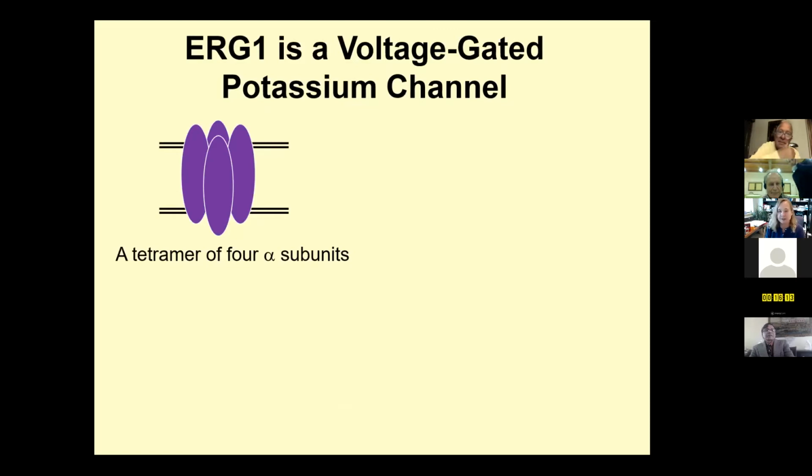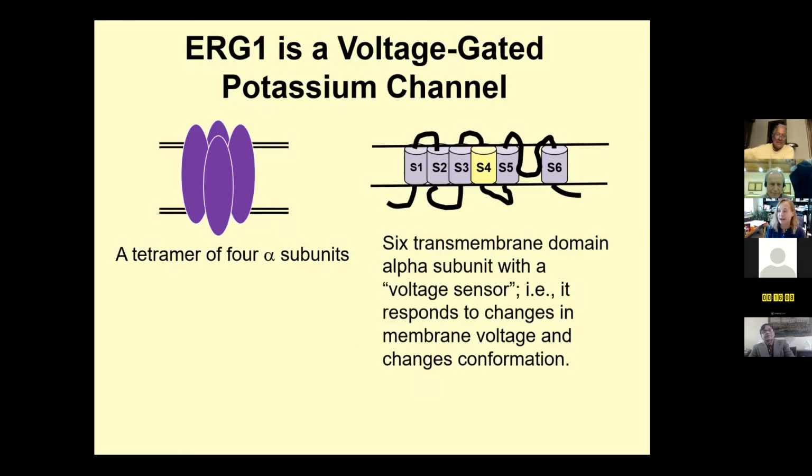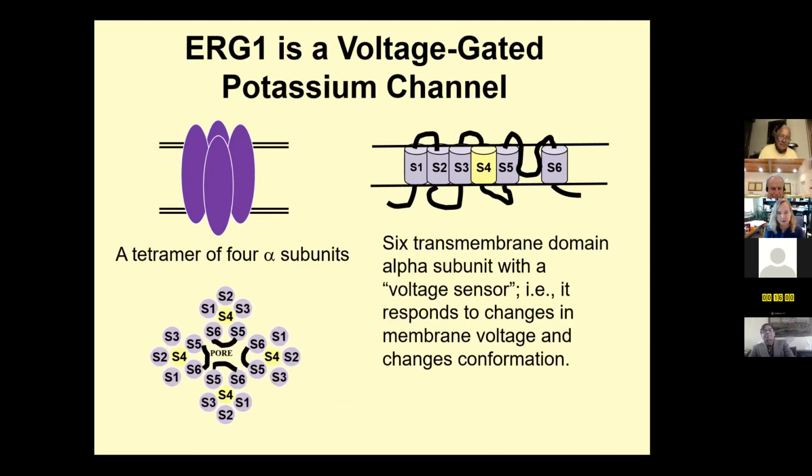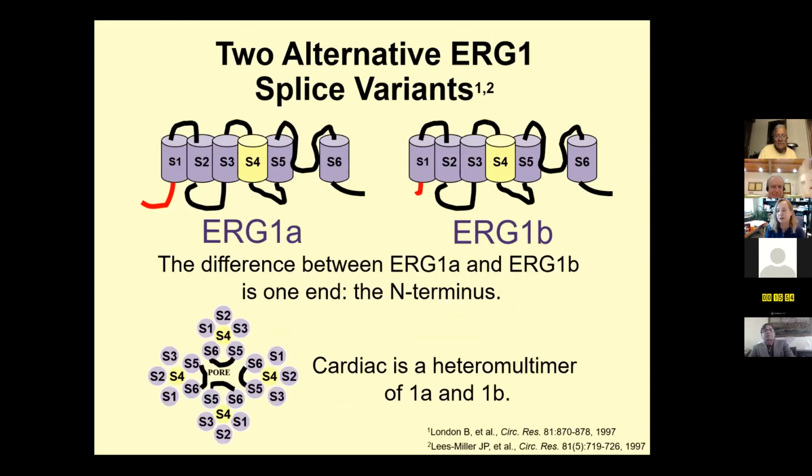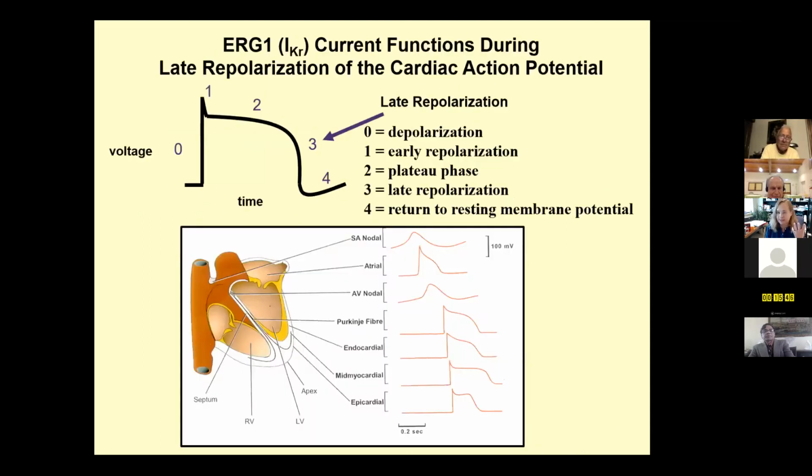So just briefly, the potassium channel ERG, it's a tetramer of 4 subunits. That's the typical voltage gated channel. It's got 6 transmembrane domains, with the 4th being the sensor, and there being a pore in the center exclusively for potassium. There are 2 splice variants, the 1A, the 1B. The 1A and the 1B, when they are expressed together, make a heteromultimer that's found in the cardiac tissue. What it does is it contributes to the late phase of repolarization, and it helps to change the shape of the waveform of the heart.